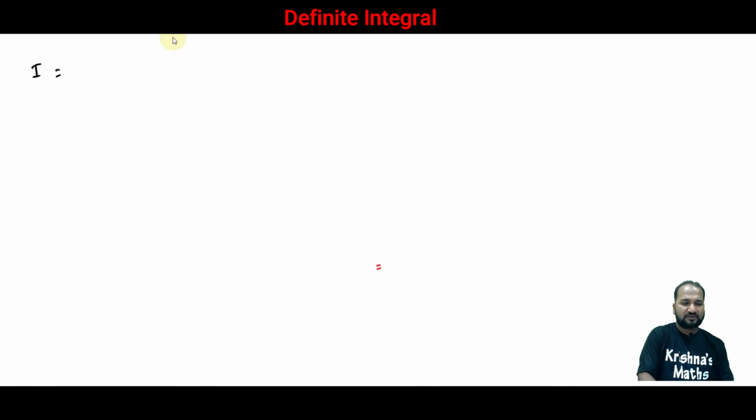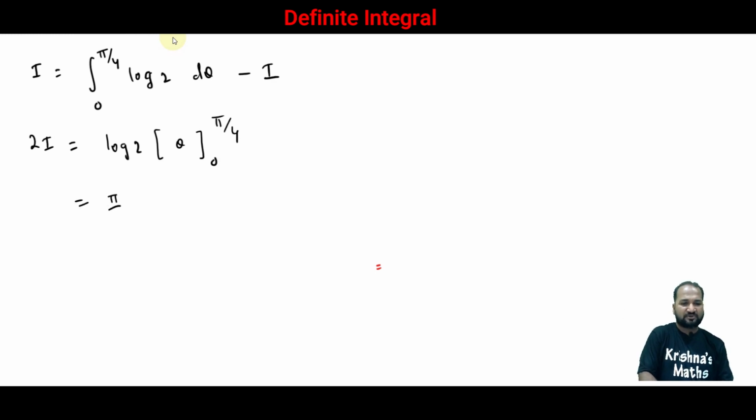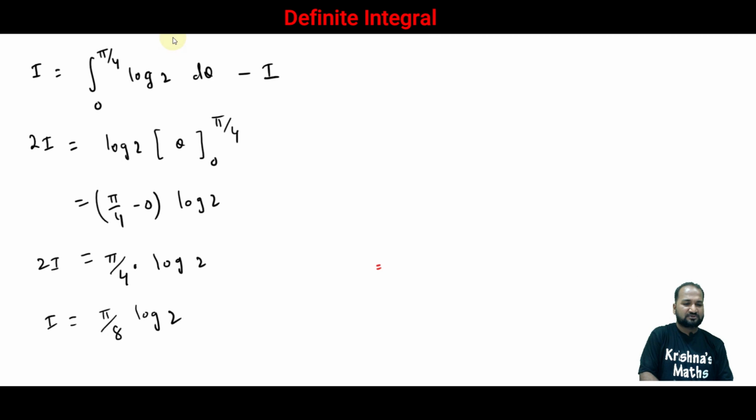So I is equal to the integral from 0 to pi by 4 of log 2 into d theta minus this I. Taking I to the left side, we get 2I equal to log 2, which is a constant, times theta, and theta goes from 0 to pi by 4. So put upper limit minus lower limit: pi by 4 minus 0, into log 2. So the final answer is pi by 4 log 2, which is equal to 2I. So I is equal to pi by 8 into log 2. This is your final answer, and this is a very important question.